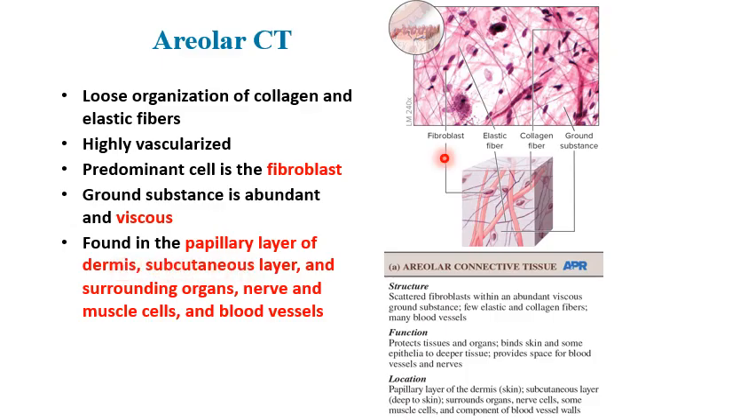Subcutaneous layers, and then you're also going to find this type of tissue around organs. Not only around organs, but also around nerves and around muscles, around blood vessels. So this areolar tissue is like everywhere in the body. Remember, that's the tissue that gets swollen in case you have some kind of injury. Right, you get a lot of liquid that can be deposited in there.